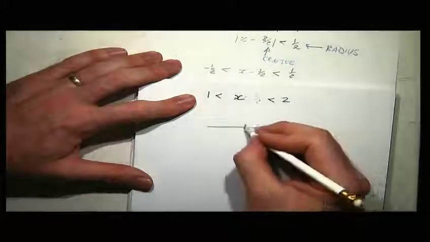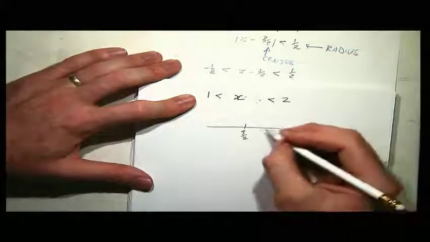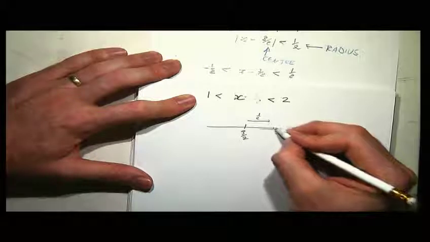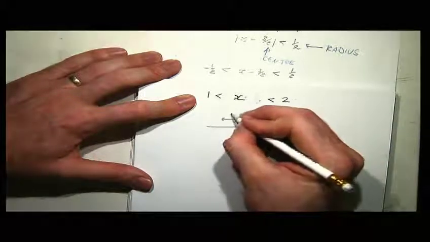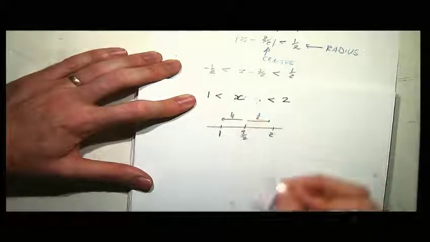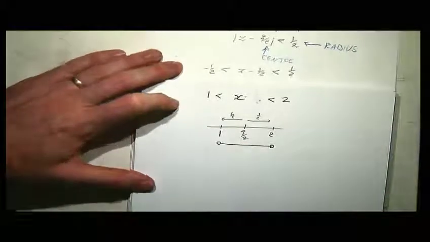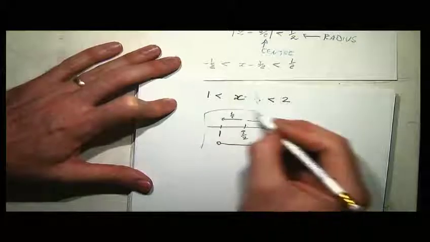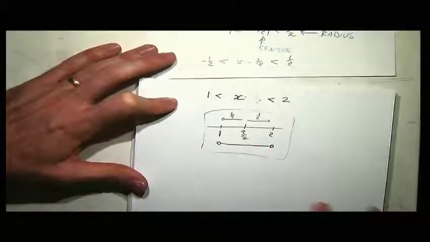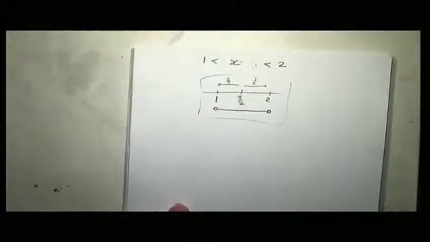Let me just draw the picture to make sure I've got that right. My centre was 3 on 2, which is 1 1/2. I go up a half, and that gave me 2. I go down a half, and that gave me 1. So my question with my interval of convergence is, do I have to colour in those 2 endpoints, or maybe just one of them? So I'm going to have to sub my x back into my original function.